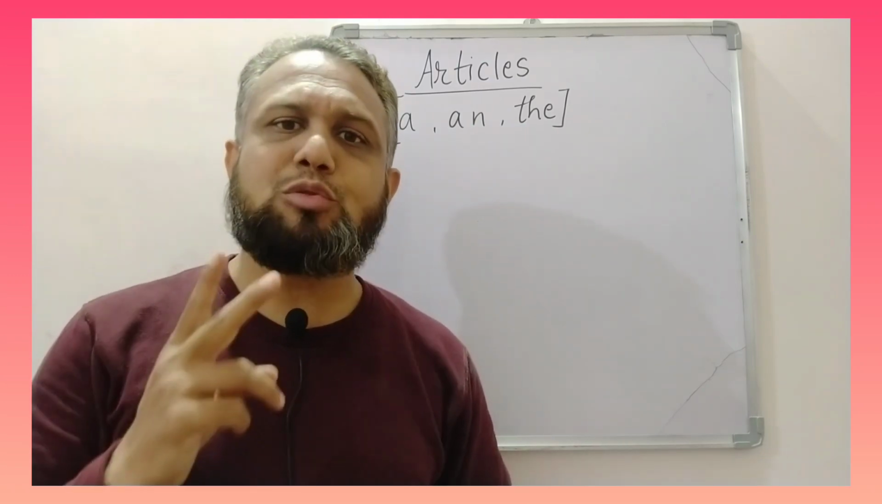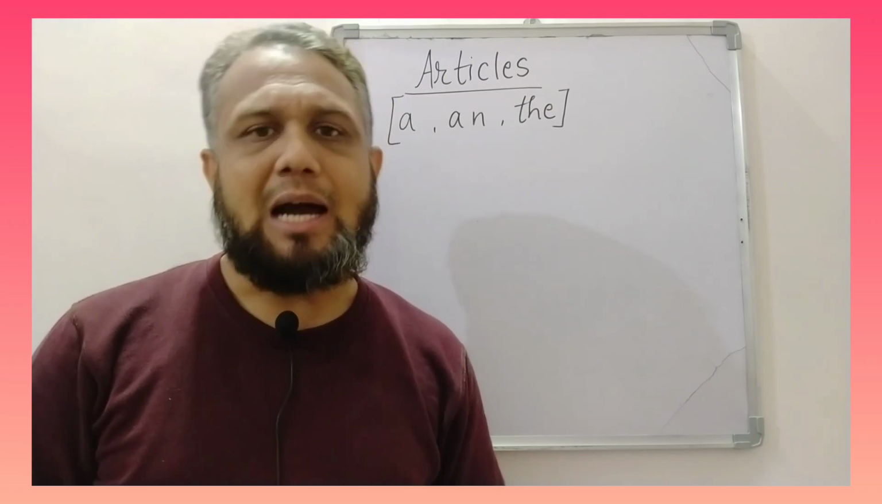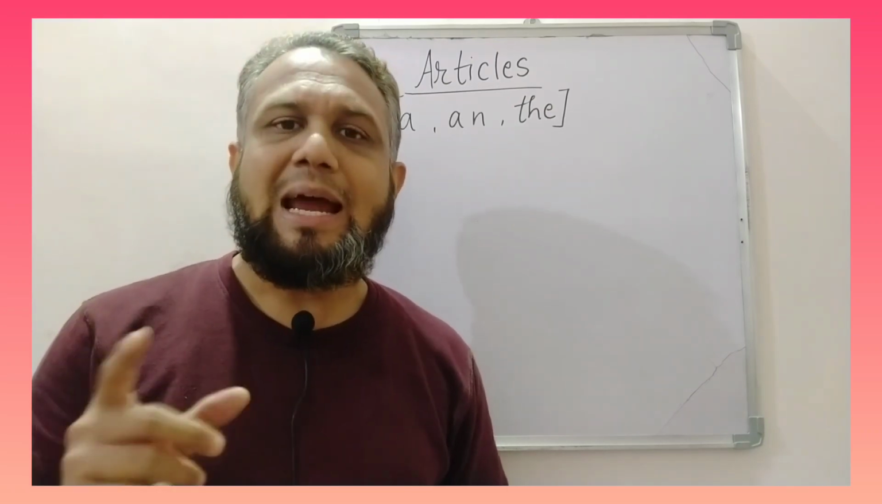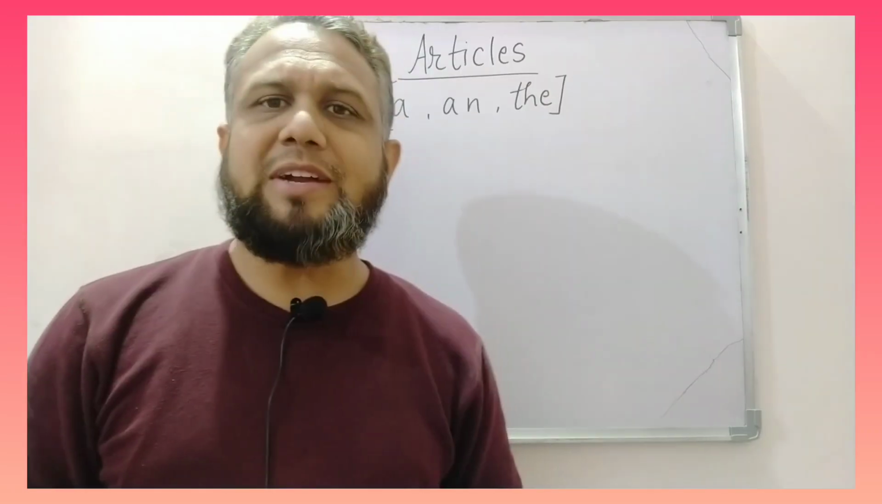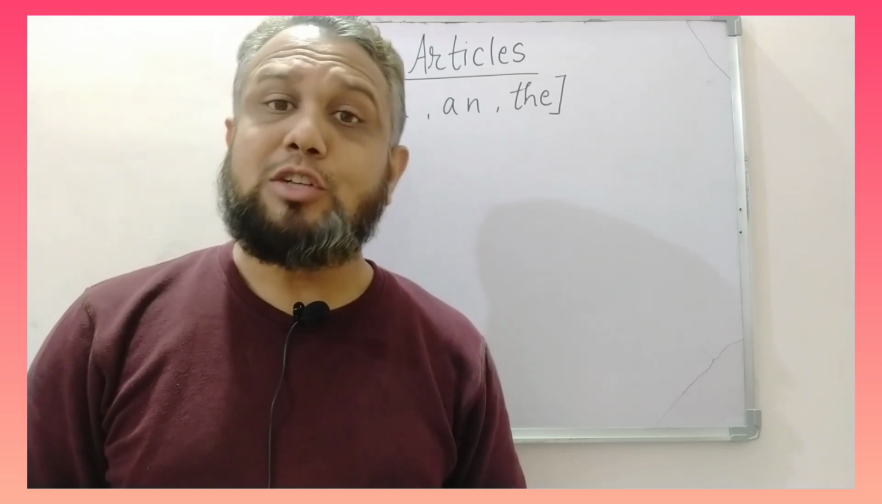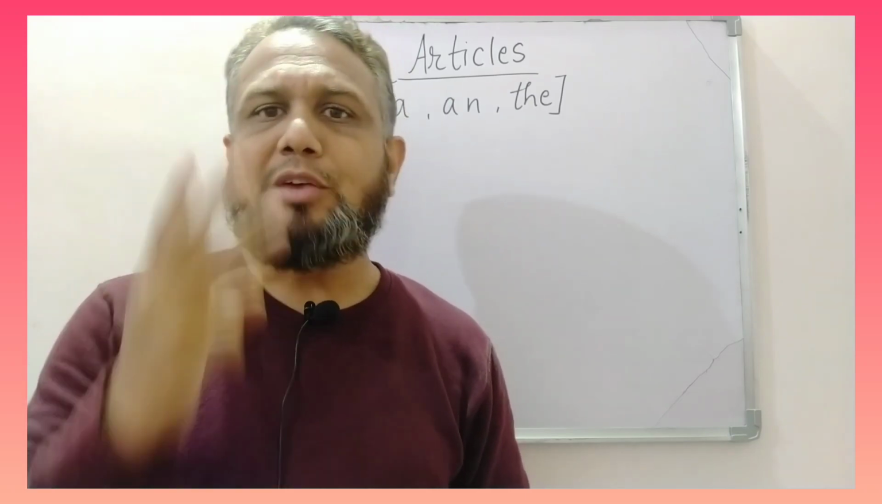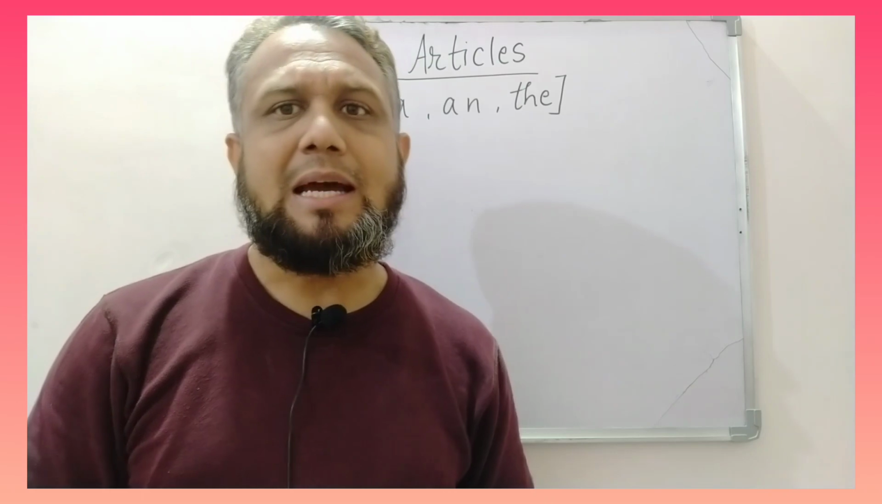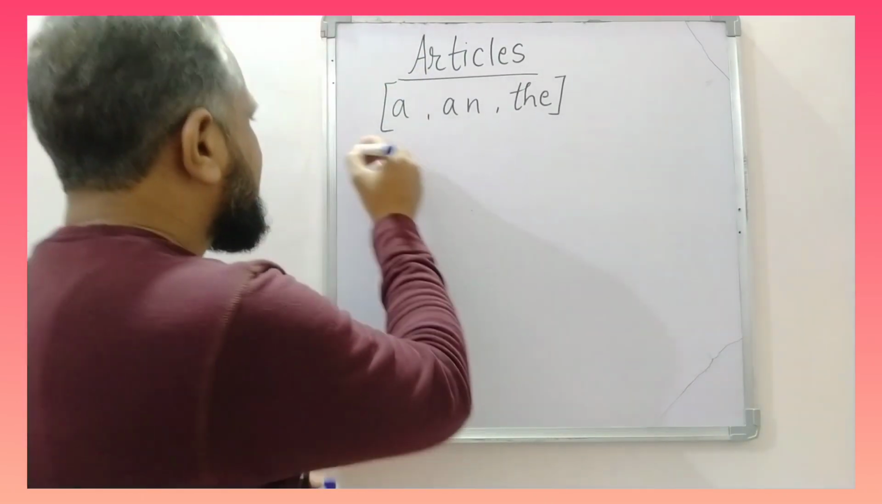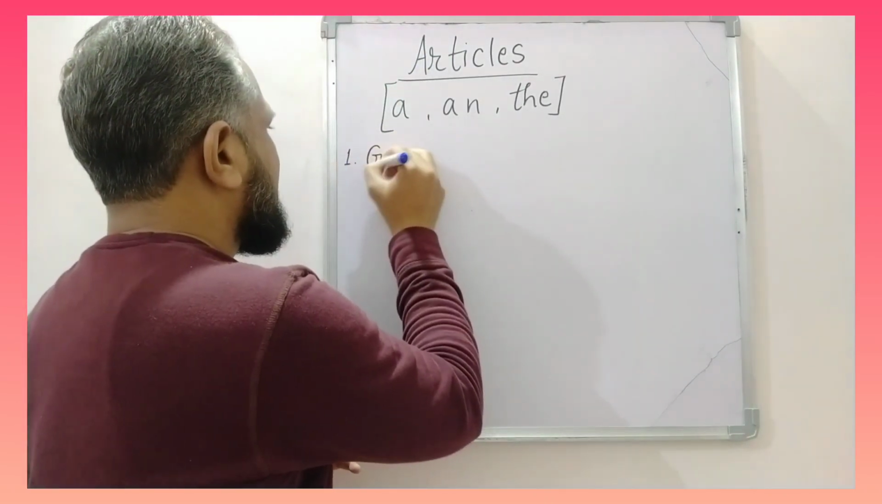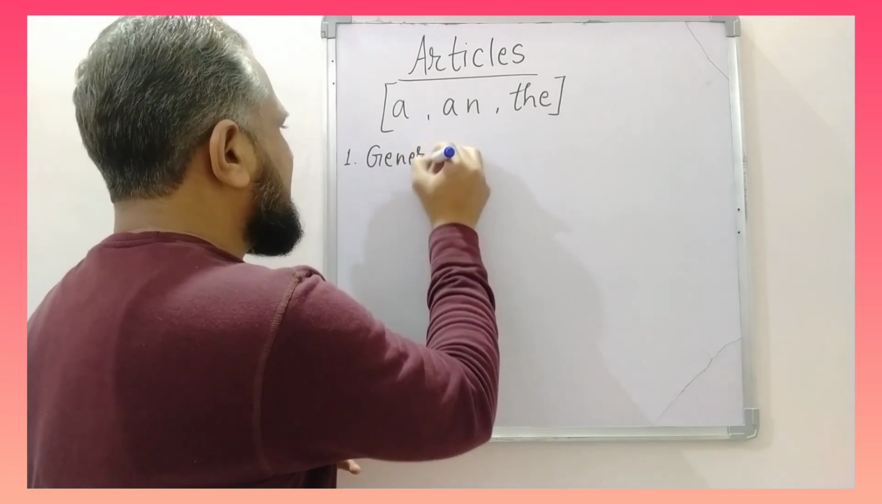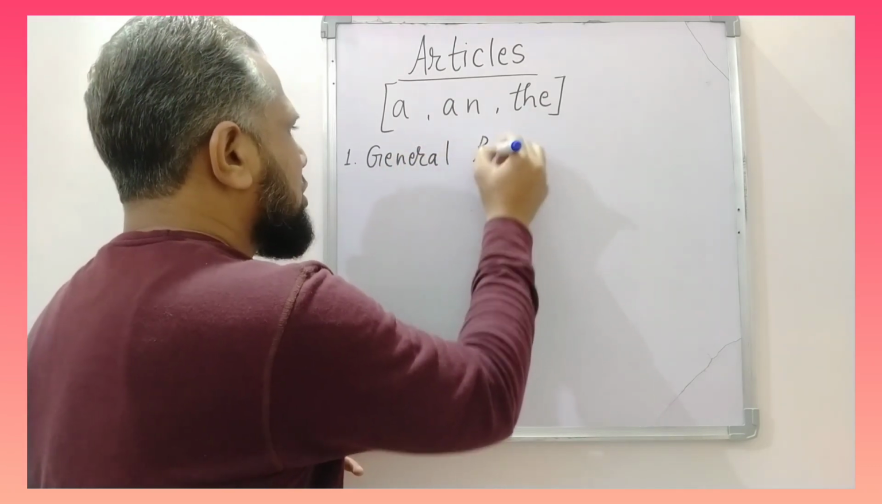So there are 2 types of rules for using articles: the general rules and the exceptions. So friends, let us start with the general rules. There are 3 general rules of using articles. Okay? General rules.